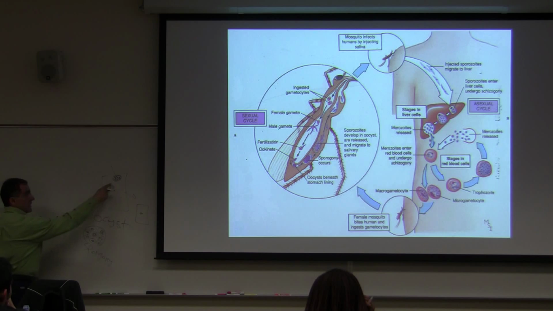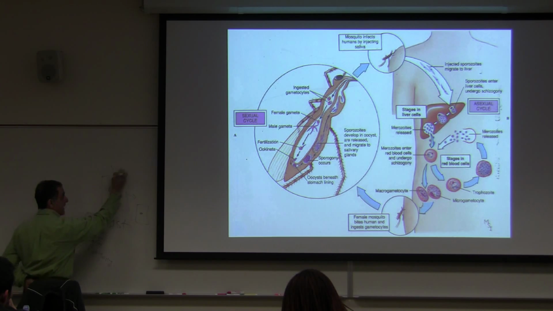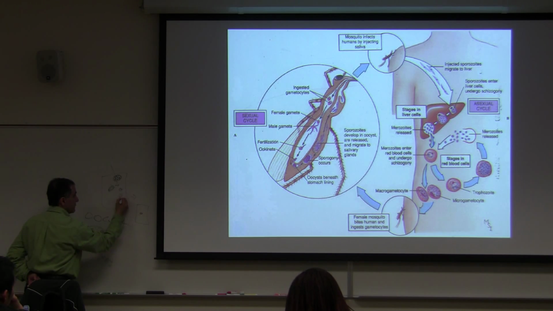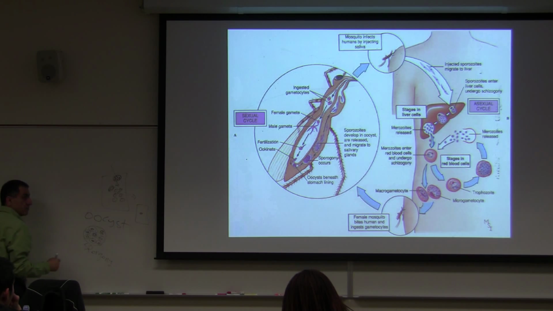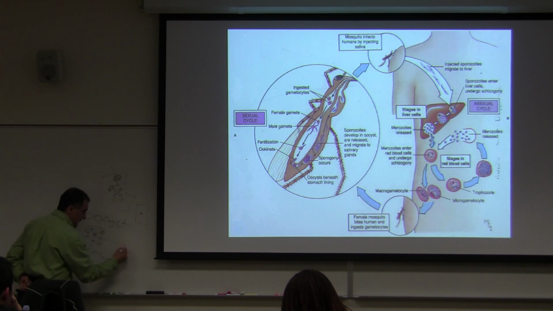In schizogony, they don't form a membrane around them until this breaks open. When it breaks open, then a membrane is formed around it, when they break from the schizogony stage. Here, they have a membrane, and then when this gets inside of the host, the next host, in the case of the mosquito, it breaks open.